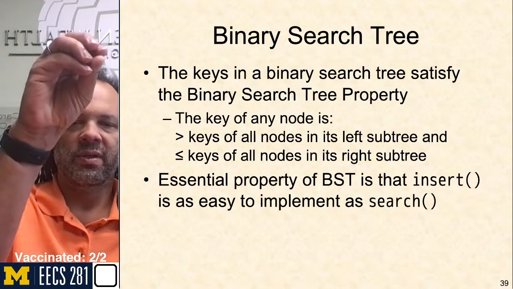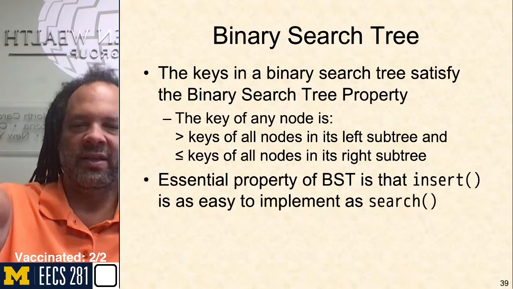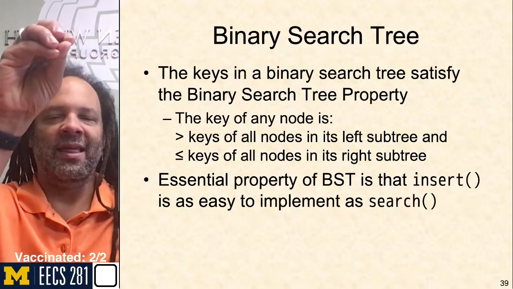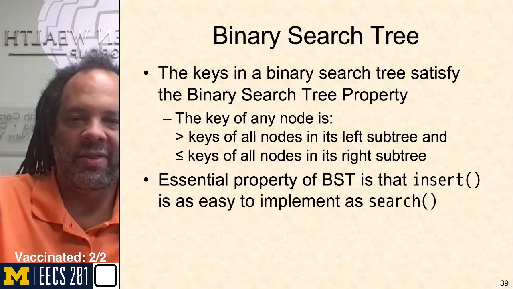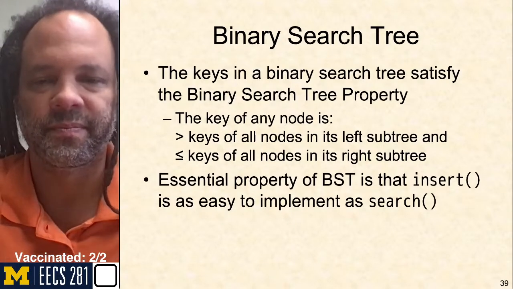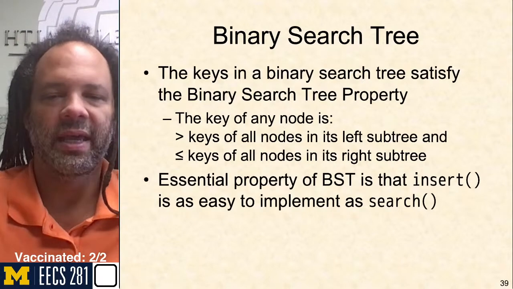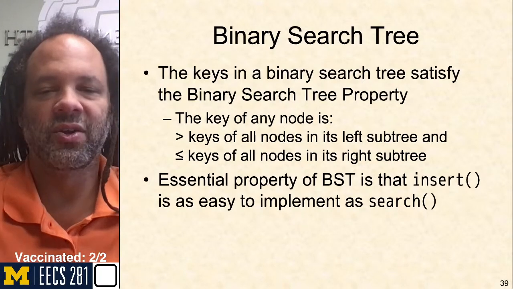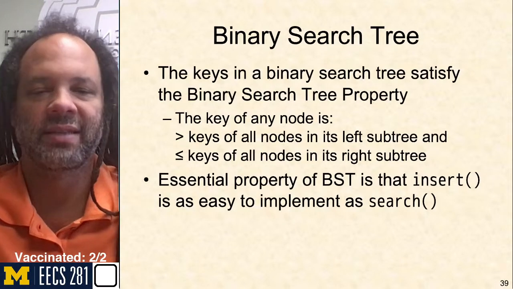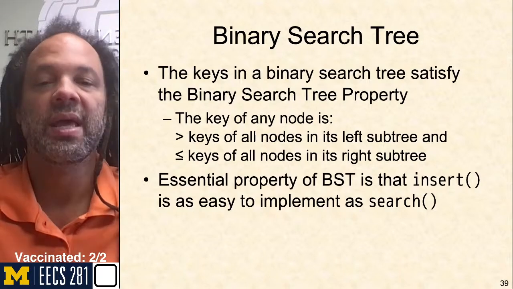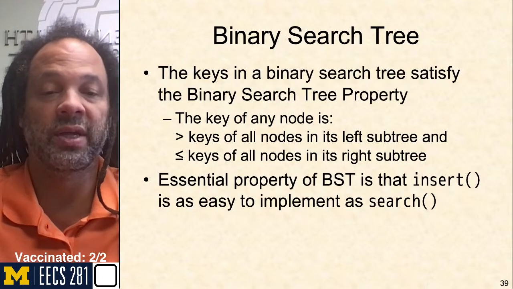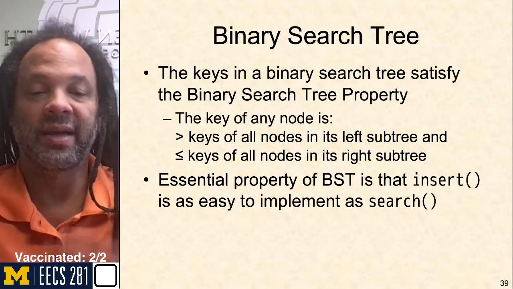So we've got a root. It's got to be greater than everything to the left, and it can't be larger than anything to the right. So we'll say it's greater than everything over here, and it's less than or equal to everything to the right. What this gives us is the fact that insert is as easy and as fast to implement as search. That's an essential property of the binary search tree, because if we keep this binary search tree property, then we can find where an item goes to insert it or to search in the same amount of time.